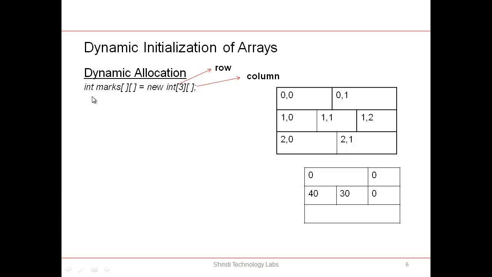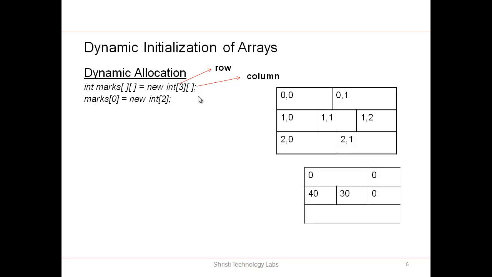So to start with, I am using int marks equal to new int of 3. There are 3 rows, but I don't know how many columns are there. So in that case, specify an empty square bracket. Then after that, I have to allocate memory for each and every row. As I told you earlier, a two-dimensional array is nothing but a stack of one-dimensional arrays put together.